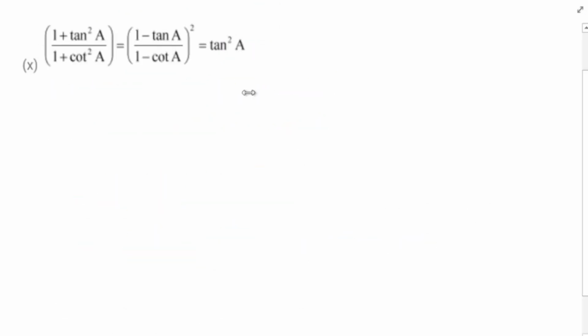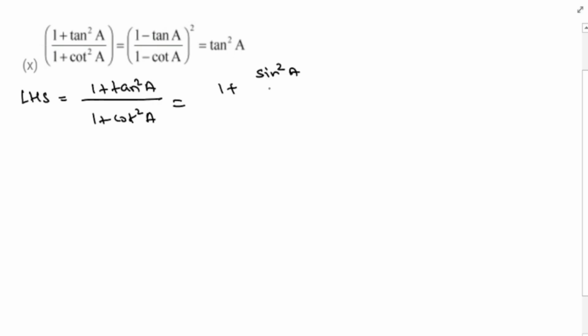Last question in this exercise: (1 plus tan square A divided by 1 plus cot square A) equal to (1 minus tan A divided by 1 minus cot A) whole square equal to tan square A. Consider the LHS part, 1 plus tan square A divided by 1 plus cot square A. 1 plus tan square A can be written as 1 plus sin square A divided by cos square A, whole divided by 1 plus cos square A divided by sin square A.